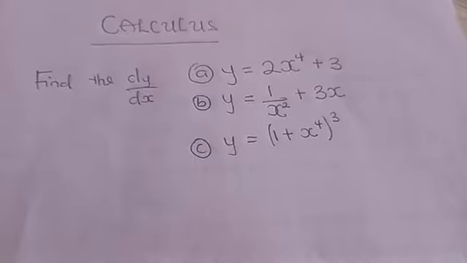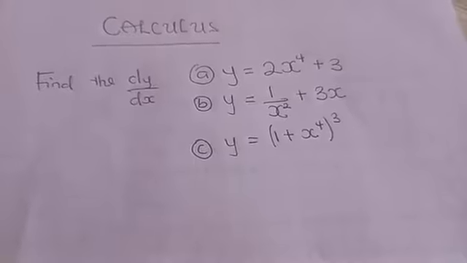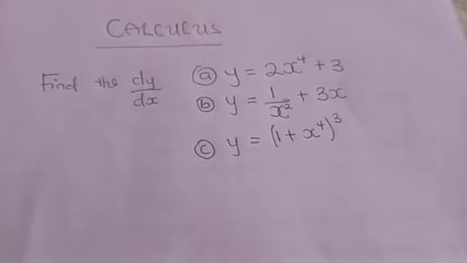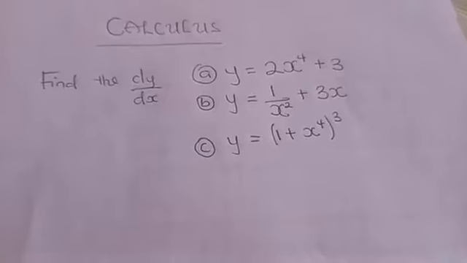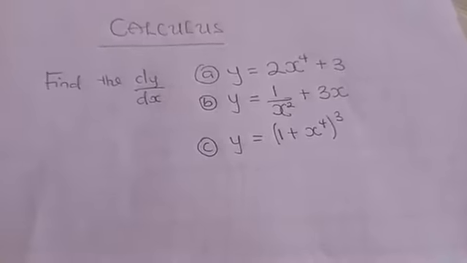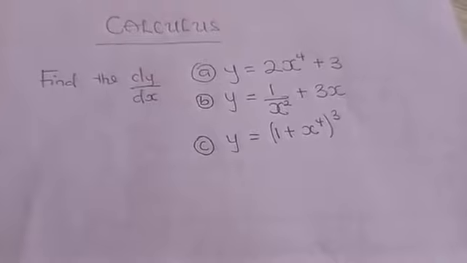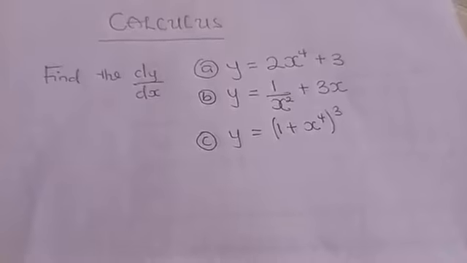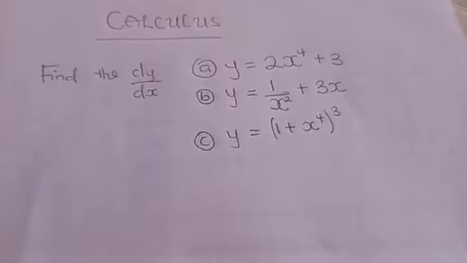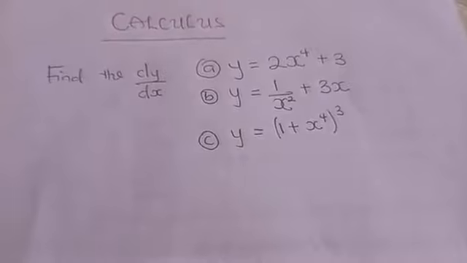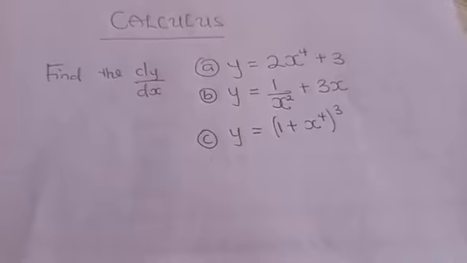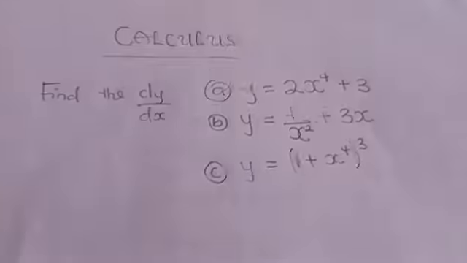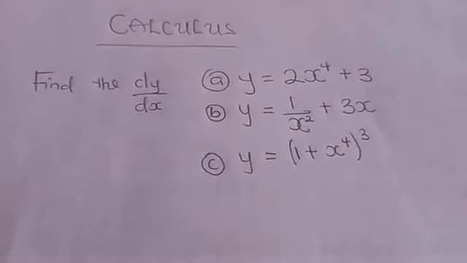Today we'll be looking at calculus, and we have 3 questions here. We have to find the dy dx of a, y equal to 2x raised to power 4 plus 3. The second question, b, is y equal to 1 over x squared plus 3x. Then c, we have y equal to open bracket 1 plus x raised to power 4 close bracket raised to the power of 3. Now what is differentiation?